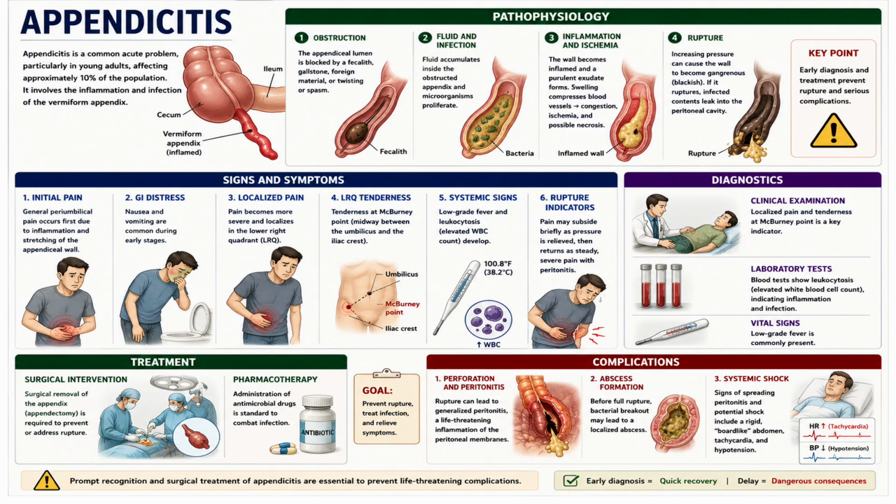Appendicitis. This is a common acute condition, especially in young adults. It affects about 10% of the population, and it involves inflammation and infection of the vermiform appendix. The pathophysiology usually begins with an obstruction of the appendiceal lumen by a fecalith, gallstone, or foreign matter, and this leads to fluid buildup and rapid proliferation of microorganisms because there's fluid sitting there.